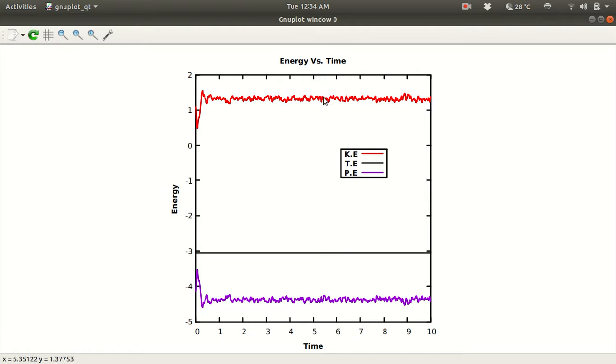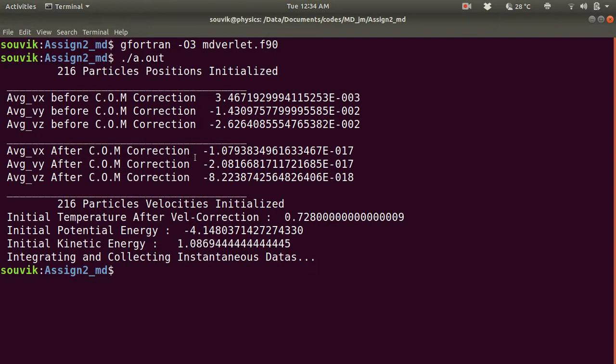So this is fluctuating around that value, and also potential energy is fluctuating around a value. But the total energy is always constant, as you can see. So this is an NVE simulation. Now it is clear why it is an NVE simulation. And as you can see here, there are some important things.